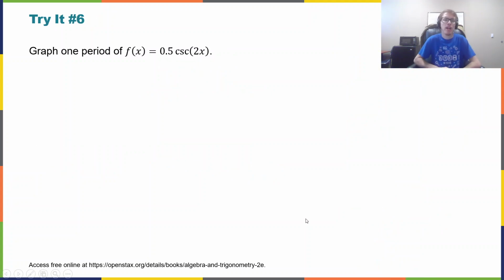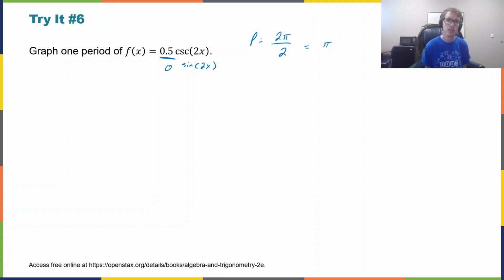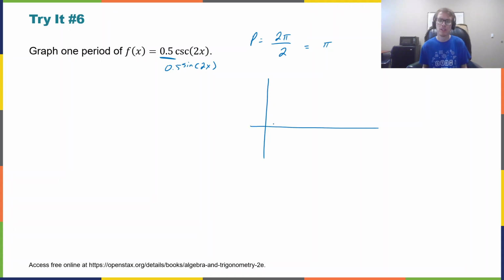All right, so let's graph one period for number 6, 0.5 times cosecant of 2x. Once again, our period is 2 pi over b, so 2 pi over 2, which means the period is pi. It's a compression factor, I guess, when thinking about the corresponding sine function, 0.5 times sine 2x. Now, let's see what we can graph. There's no phase shift, and the midline is 0.